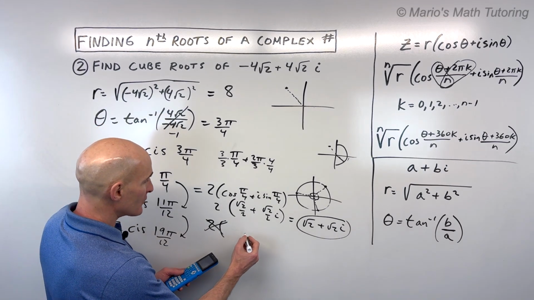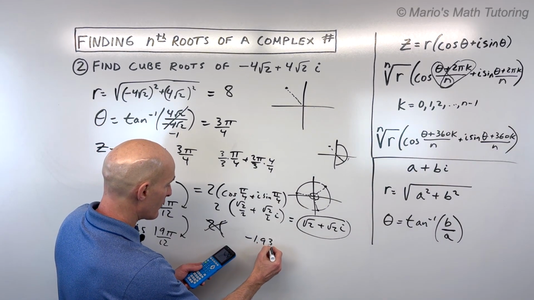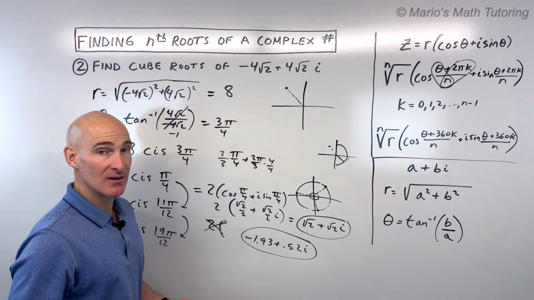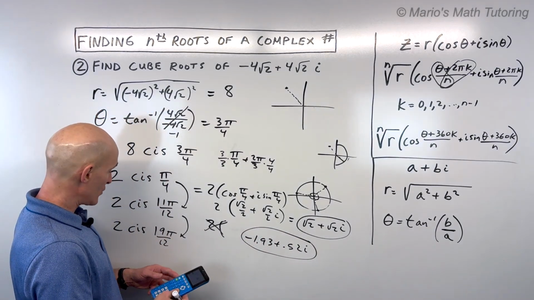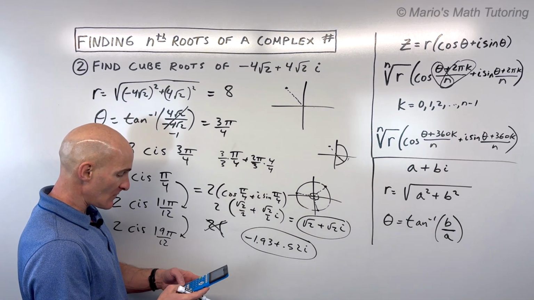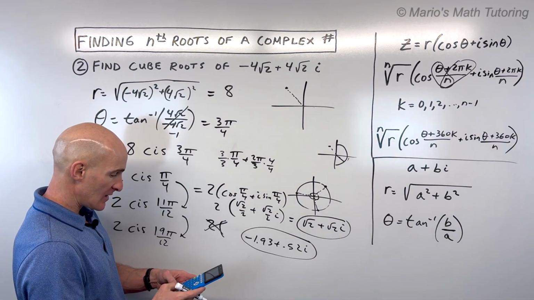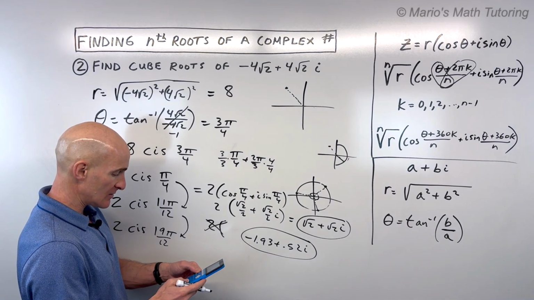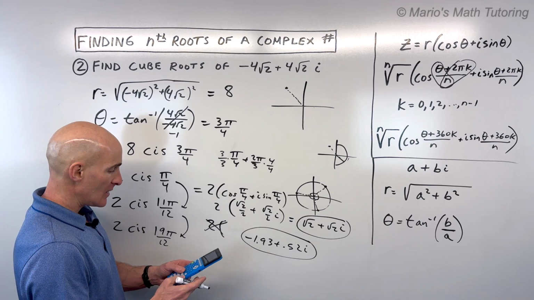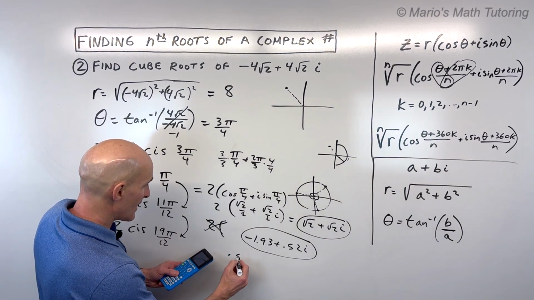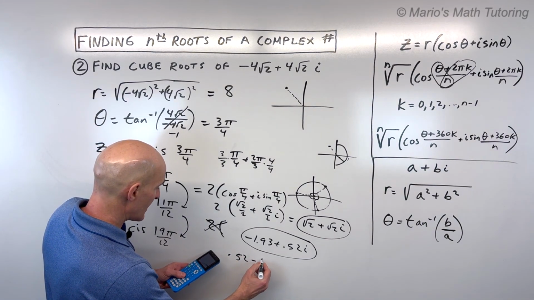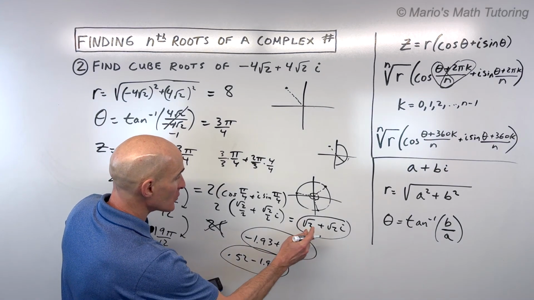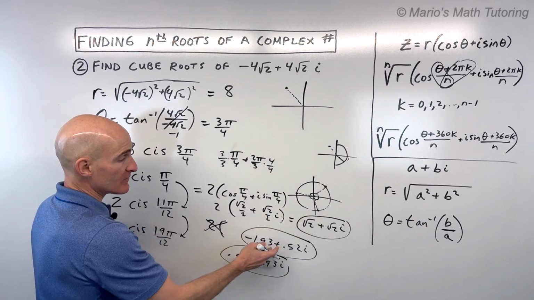Okay, so this is coming out, if you're checking at home, to negative 1.93 plus 0.52i. That's our second complex root. And then the third one, we're going to do 2 cosine of 19 pi divided by 12 and 2 sine 19 pi divided by 12. Okay, so this is coming out to 0.52 minus 1.93i. So these are your 3 roots in the standard form.